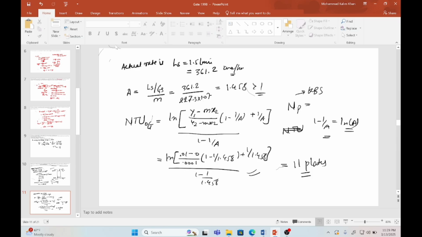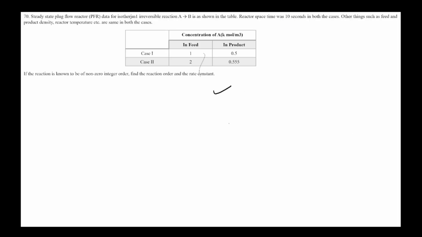Okay, 11. Switching over to the next question: steady state plug flow reactor (PFR) data for an isothermal irreversible reaction A to B is shown in the table. Reactor space time was 10 seconds in both cases, so tau is the same. The feed and product density are the same, so volume is not changing; a liquid phase reaction is happening. The reactor temperature is the same in both cases.